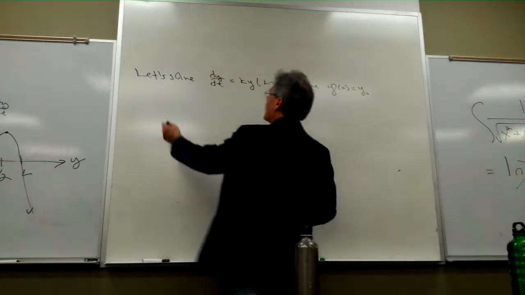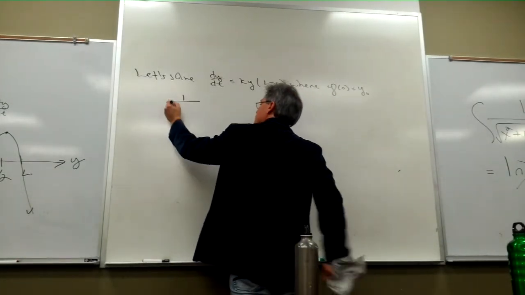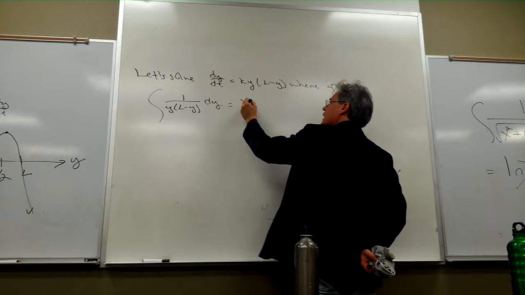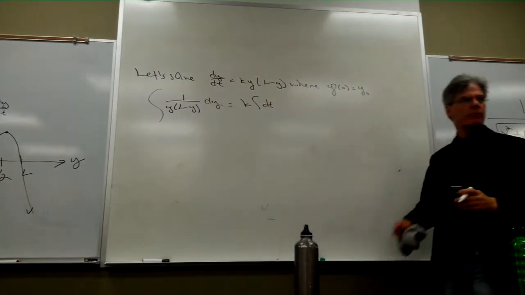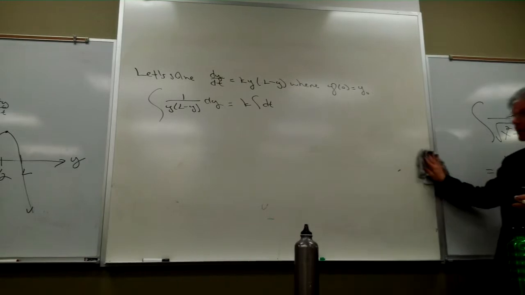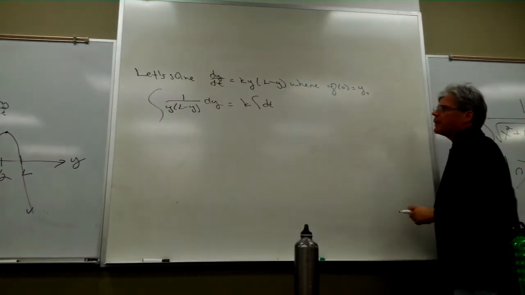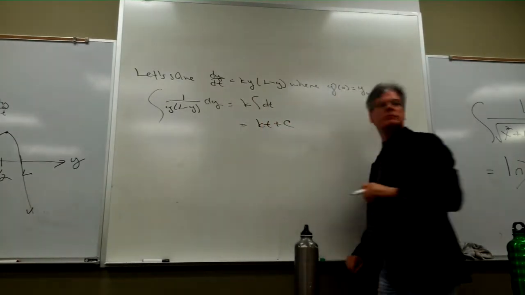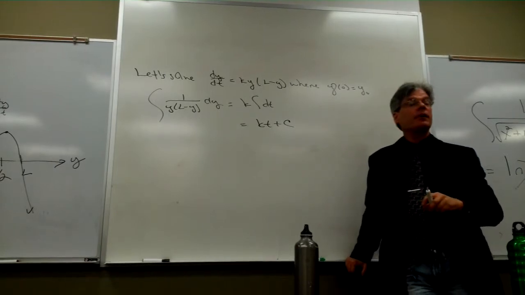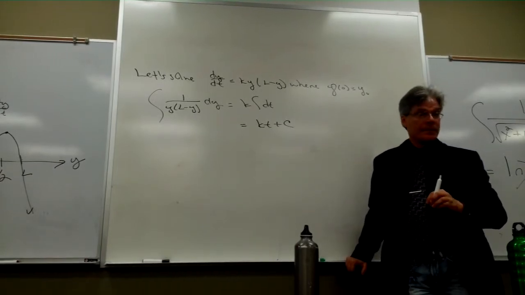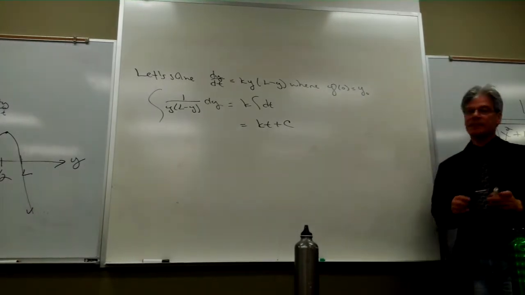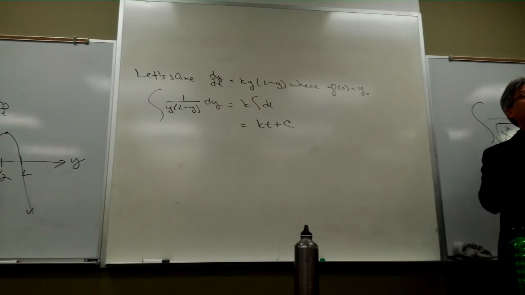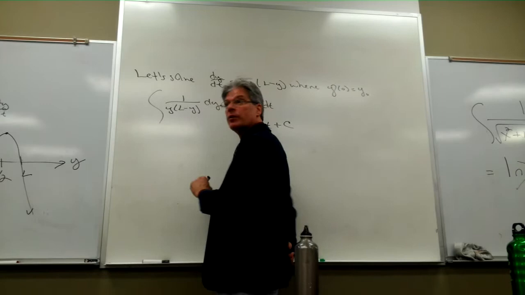And applying it, I see that the integral of 1 over y times (L minus y) dy is equal to the integral of, I don't know, is that k dt? And if I were to anti-differentiate on the right-hand side, then life is an absolute piece of cake. On the left-hand side, I will, what was it? My pen's drying out. Partial fraction decomposition.